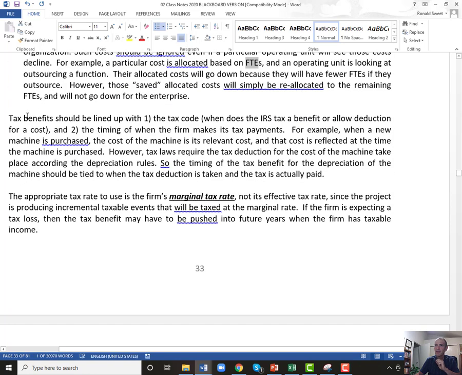So tax benefits, we already talked about that. Go to your tax department. I'm going to ignore taxes just because I'll leave that for your accounting classes. But as far as taxes go, you should use the marginal tax rate, not the effective tax rate. Marginal tax rate is what is the tax on the next dollar you earn, so that you make sure you're making a marginal decision.